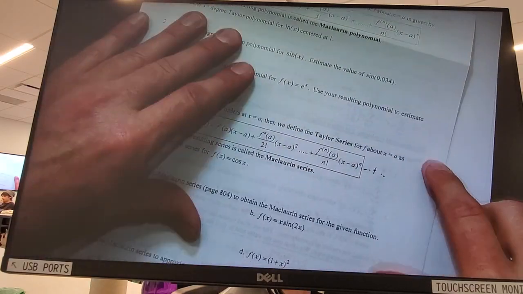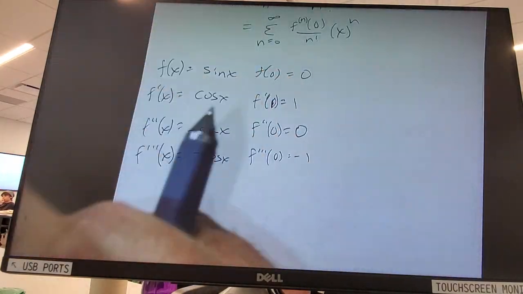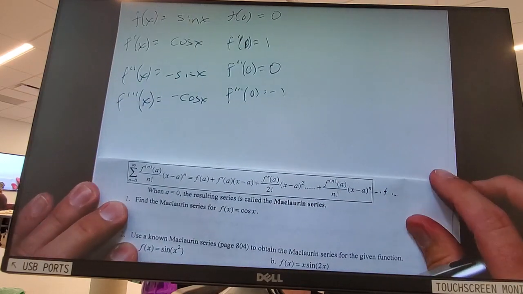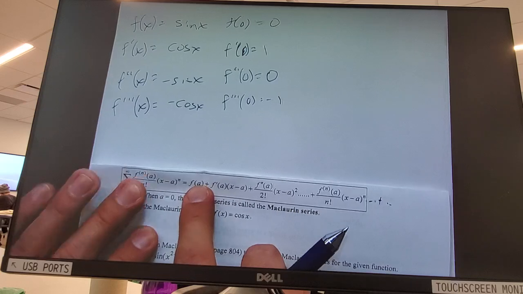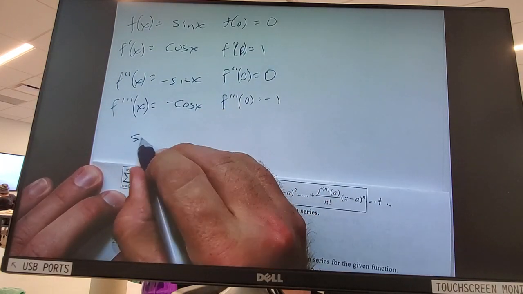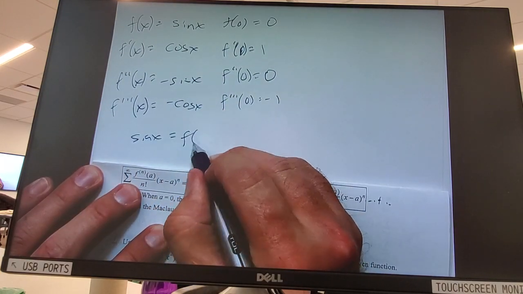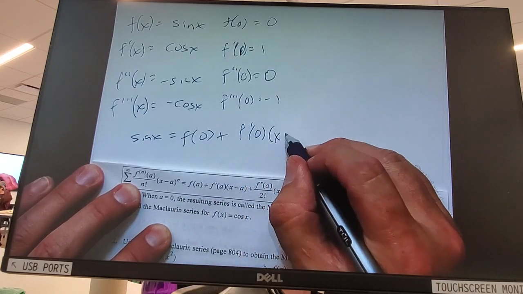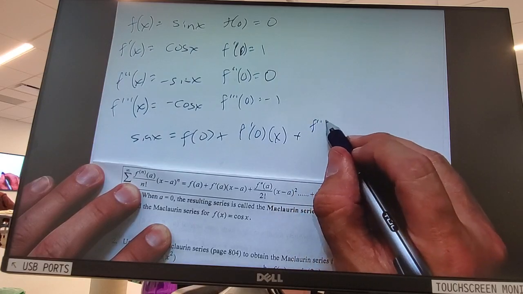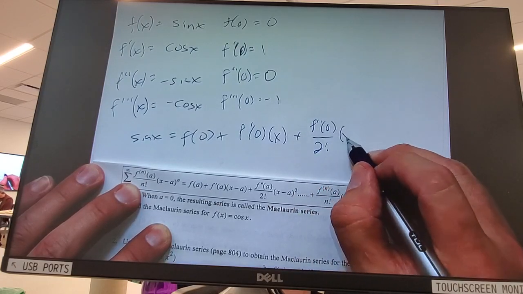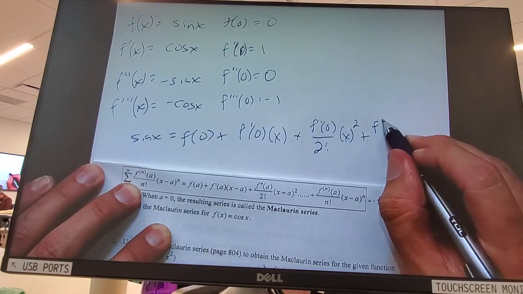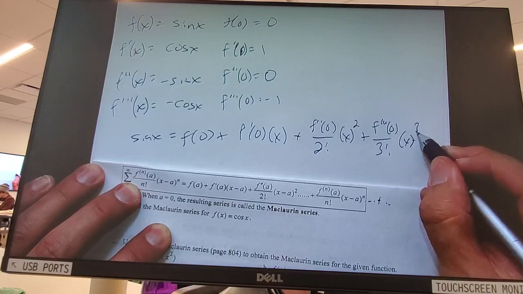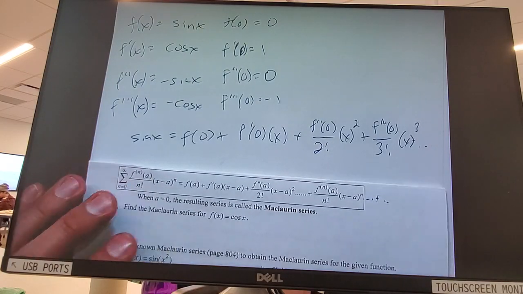So let's look at this guy instead. All right, put him underneath. So f of 0. Let me write this down. Sine x equals f of 0 plus f prime of 0 times x minus 0 plus f double prime of 0 over 2 factorial x squared plus f triple prime of 0 over 3 factorial x cubed.